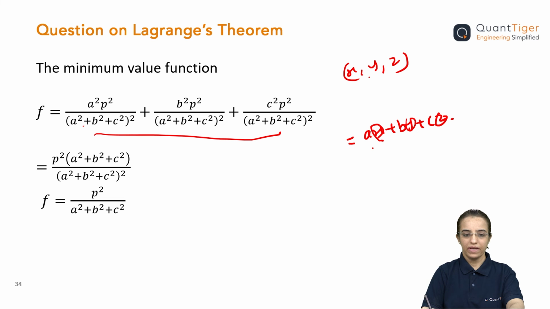After adding all these terms, in place of ax plus by plus cz, we have substituted each of the x, y, z values. So if you look at the denominator, it is common everywhere, so we can just go ahead and add the numerators. The p square is also common in the numerator, so we can pull that out. The rest of the terms we will write in a bracket. Now simply we can cancel one bracket, and then we will get the final minimum value, which is p square upon a square plus b square plus c square. This is nothing but the minimum value of the given function.